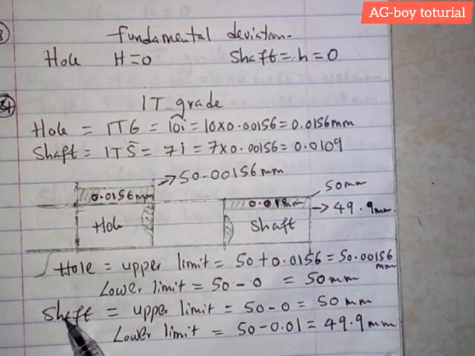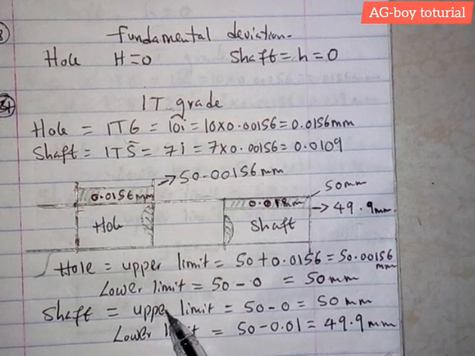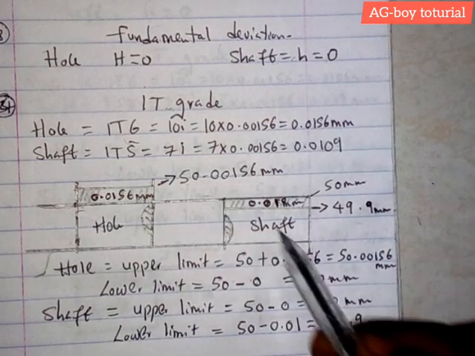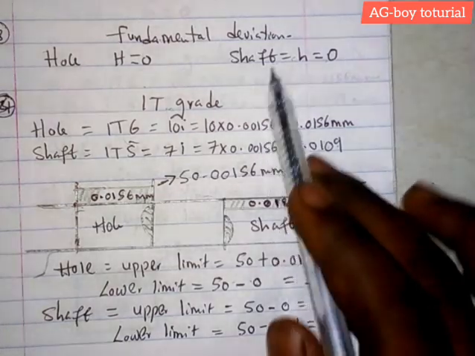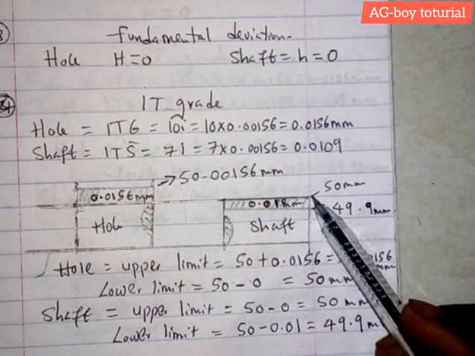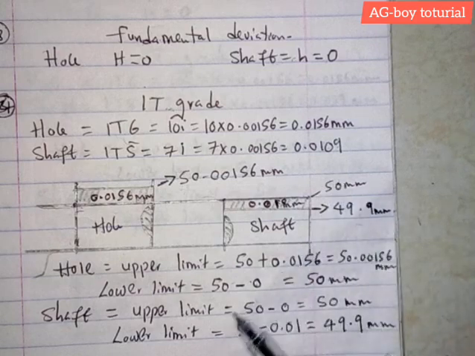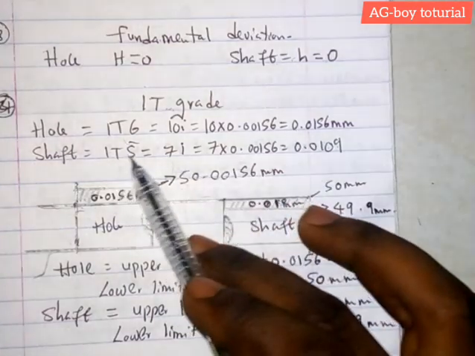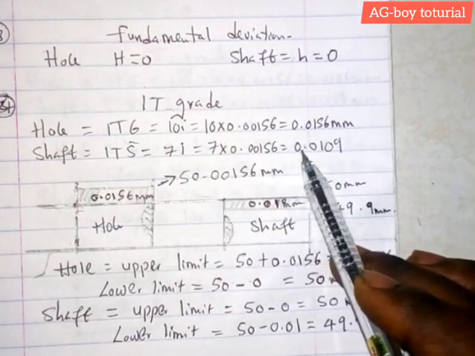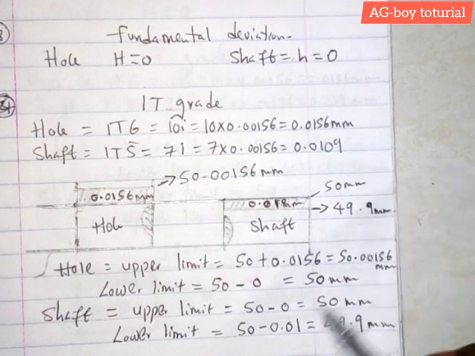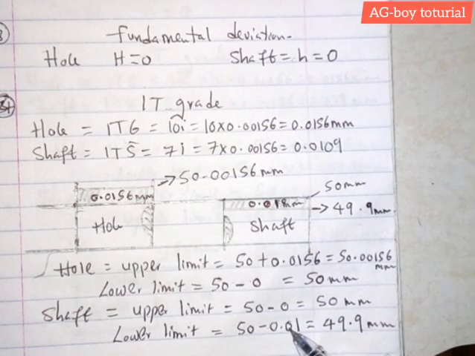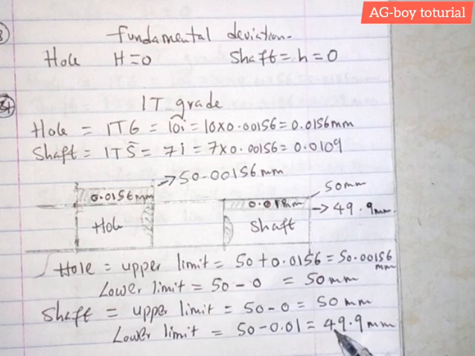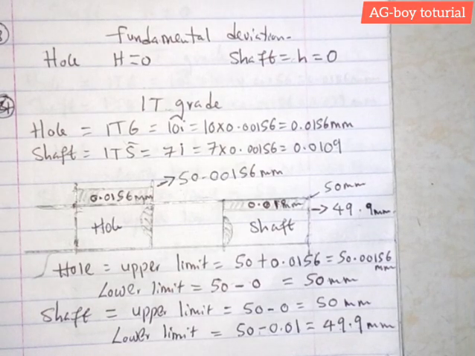So our shaft here, our upper limit for our shaft, which is here, is 50 minus 0. Our h is also 0. So it's going to be same as 50. Then our lower limit is 50 minus our tolerance for our shaft. So it's going to be 50 minus 0.01, which is equal to 49.99 millimeters. So that's for that. Let's go to number 3.